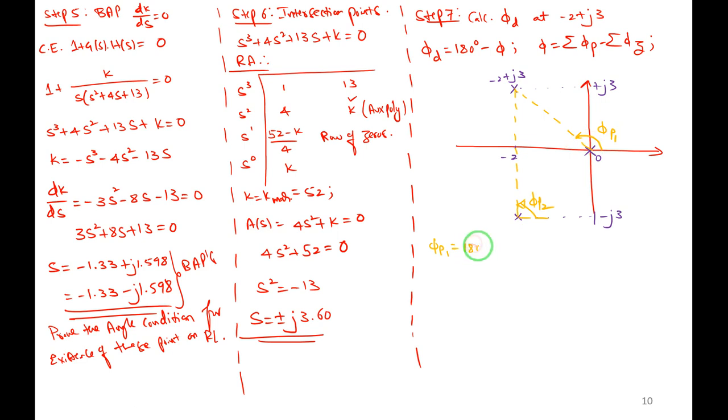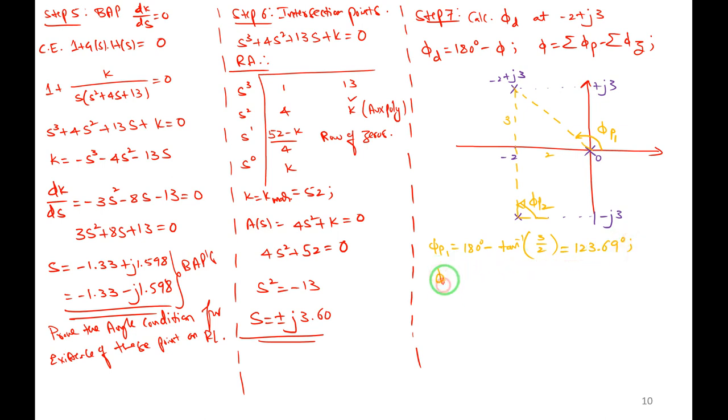So 180 degrees minus tan inverse of opposite by adjacent. Opposite, this height, is how much? 3, right? Adjacent is 2, so 3 by 2. Let's calculate what I will get. 180 minus tan inverse of 3 by 2. So I am getting angle as 123. It is correct because it should lie between 90 and 180. 123.69 degrees.